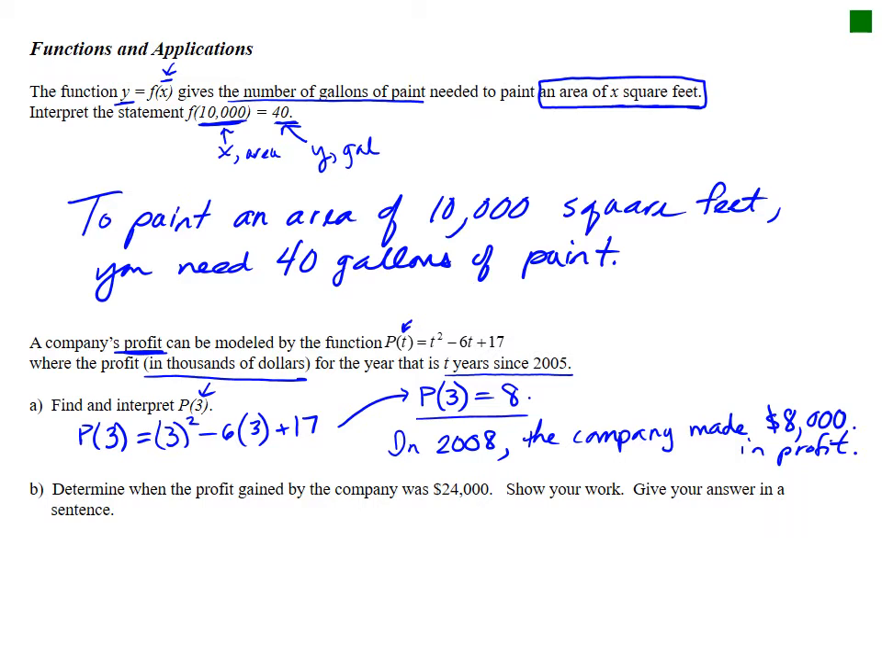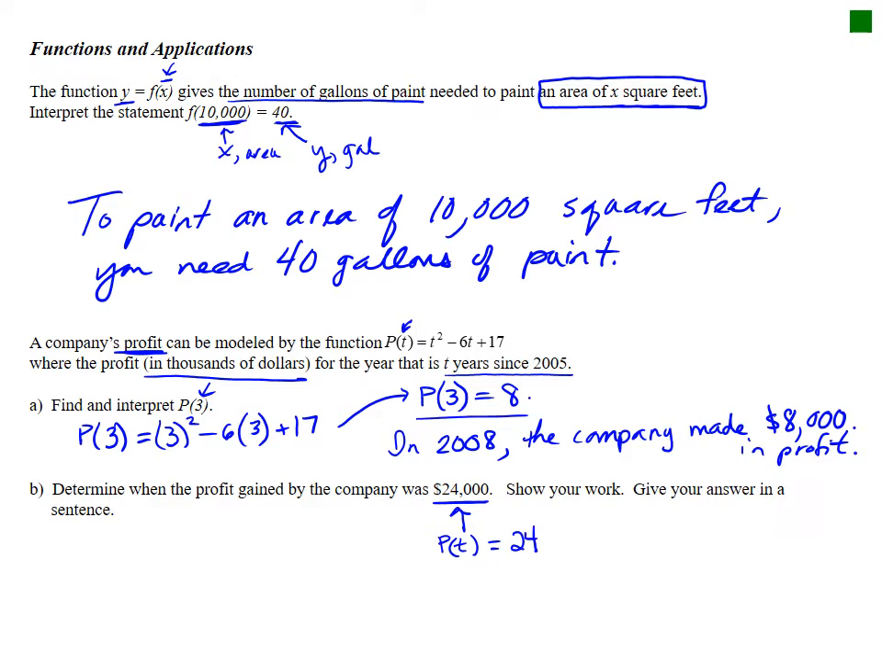The next question says, determine when the profit gained by the company was $24,000. Show your work and give your answer in a sentence. So, if the profit was $24,000, this is the output of my function. Now remember, my profit is in thousands, so if I wanted to say P of something equals the profit, I wouldn't say 24,000 with the 3 zeros, I would just say 24.